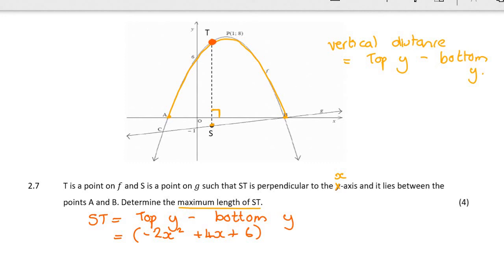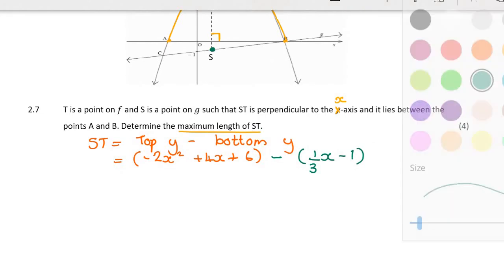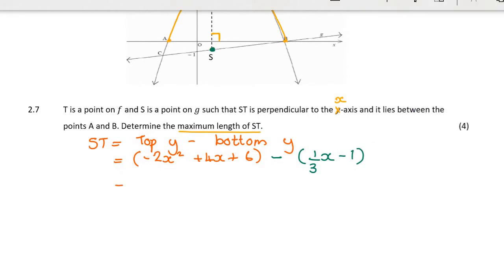If I knew what x is, I could put in x and I could actually find an answer. Then minus, now I don't know this y value because I don't know where S is, but I do know that that y value will have the expression a third x minus 1. So if you knew these x's, you could actually know these values, but I don't, and so I use the expression. Now, what I need to do is simplify this into one nice little neat expression.